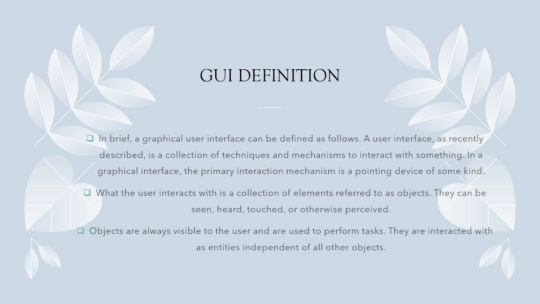Objects are always visible to the user and are used to perform tasks. They are interacted with as entities independent of all other objects. People perform operations called actions on objects. The operations include accessing and modifying objects by pointing, selecting, and manipulating.